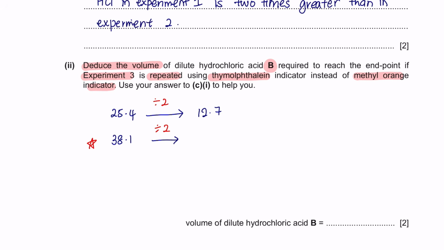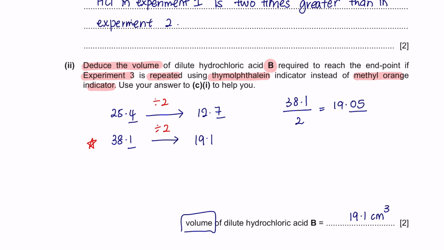So 38.1 divided by 2 is going to give us 19.05. Since these are all in one decimal place, I will write this as 19.1. And since this is looking for volume, don't forget your unit, centimeter cube.